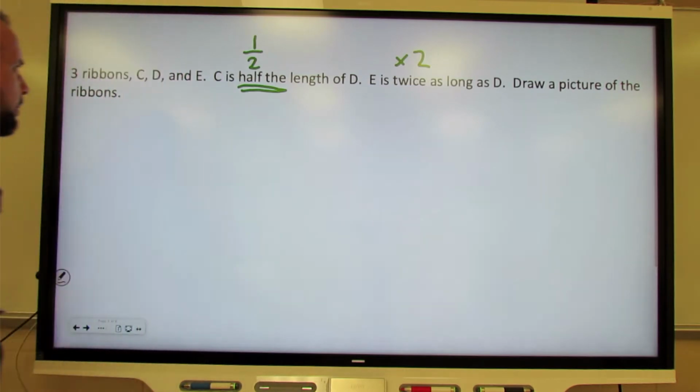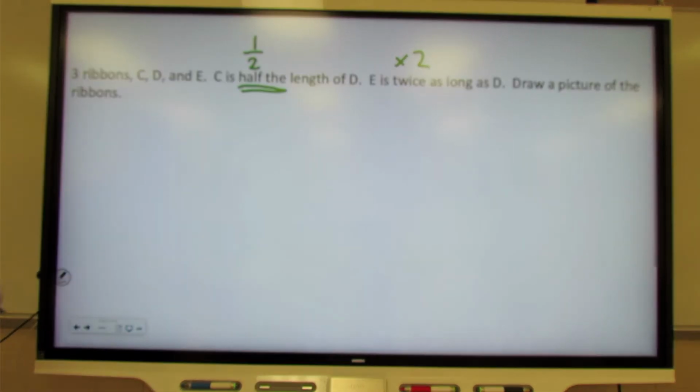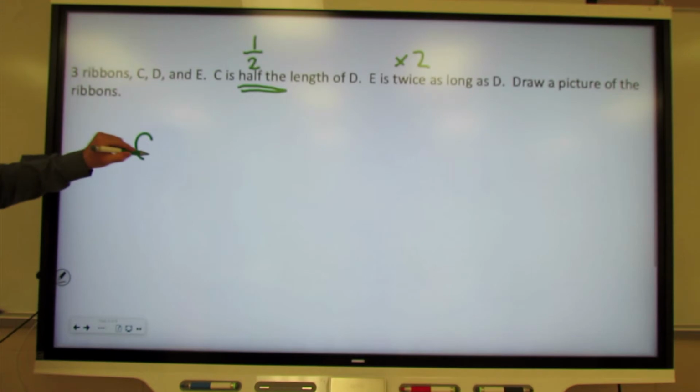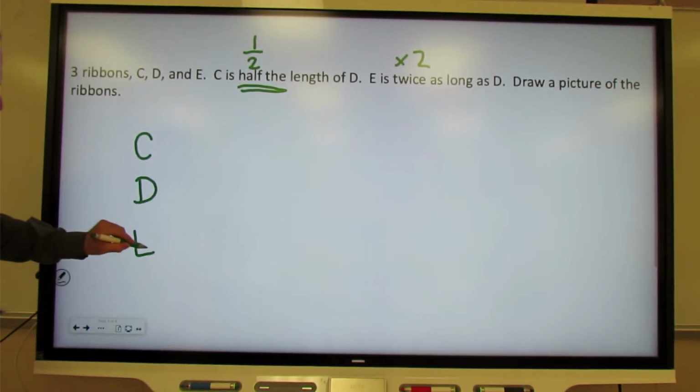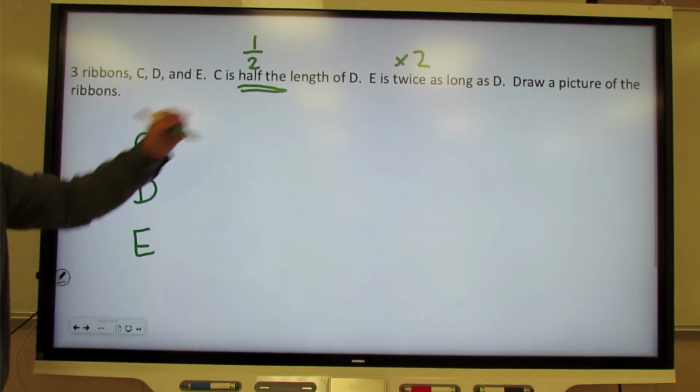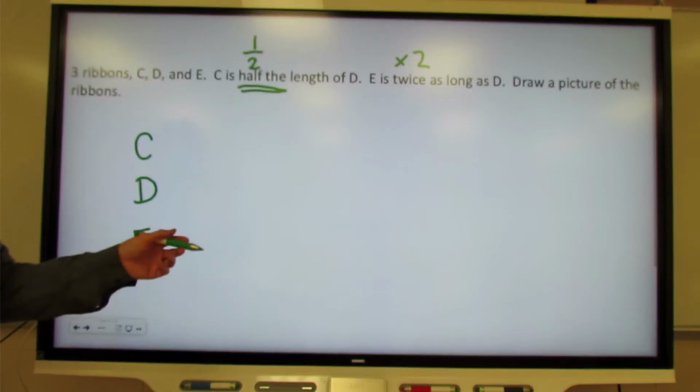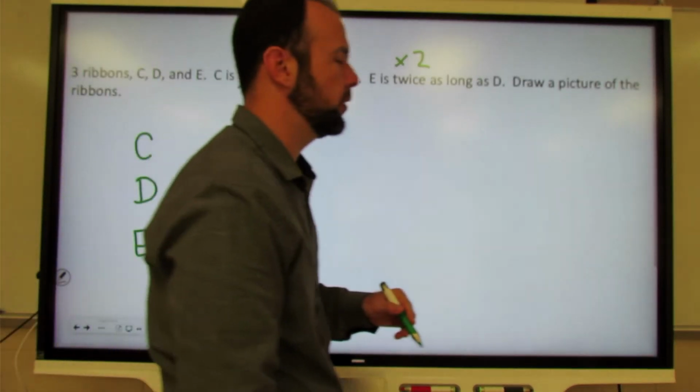Draw a picture of the ribbons. Three ribbons here. C, D, E. C is half the length of D. E is twice as long as D. Draw a picture. All right.